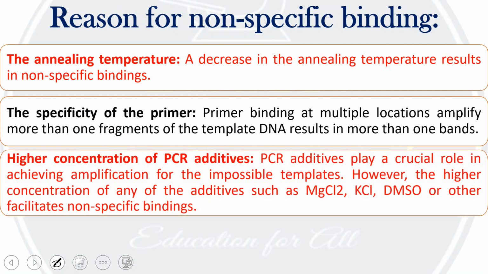The third is the higher concentration of PCR additives. PCR additives play a very crucial role in the amplification of templates which is normally impossible. But a higher concentration of additives like divalent cations, magnesium chloride, potassium chloride, or DMSO increases the non-specific binding. So the more concentration of these additives, the more non-specific binding there will be.